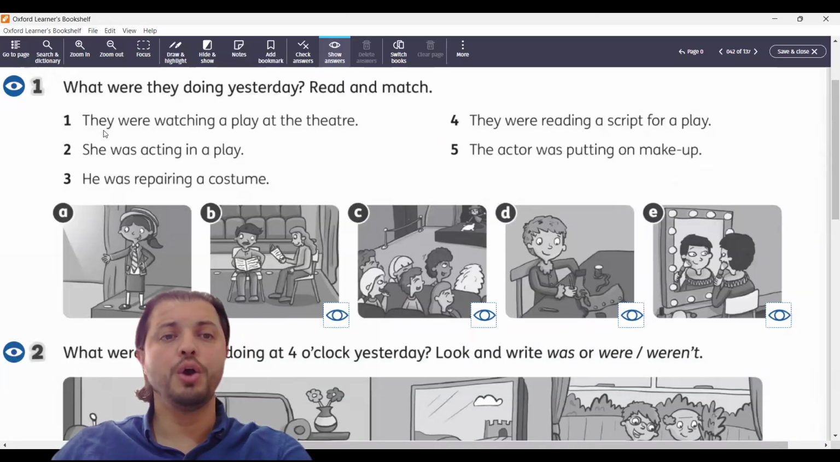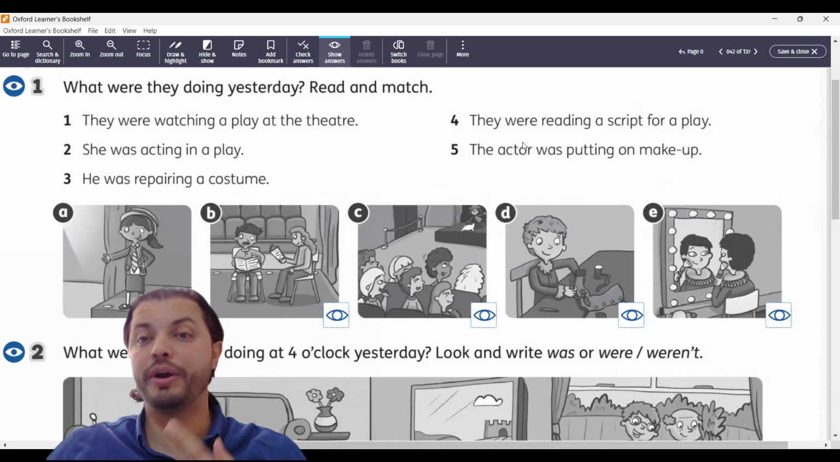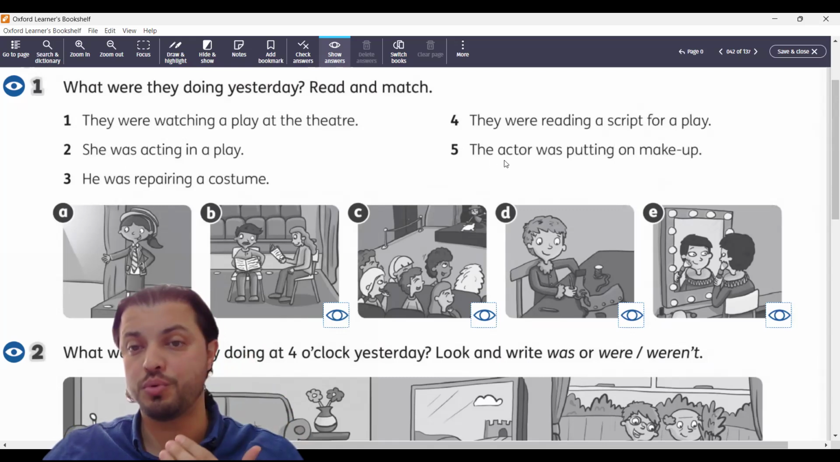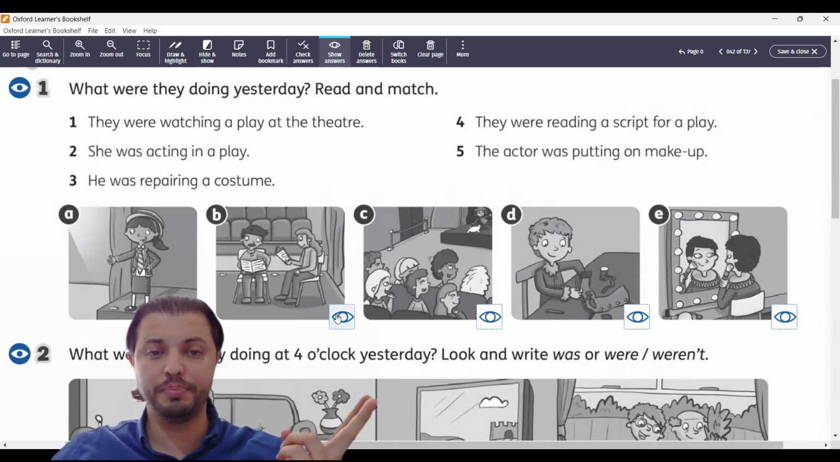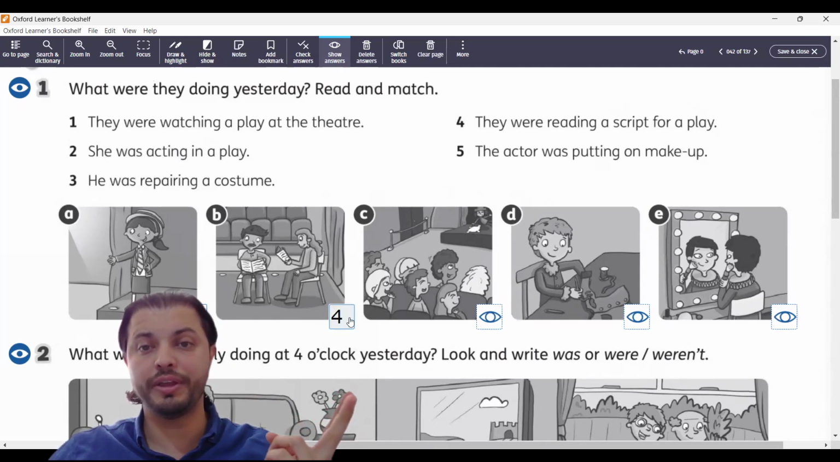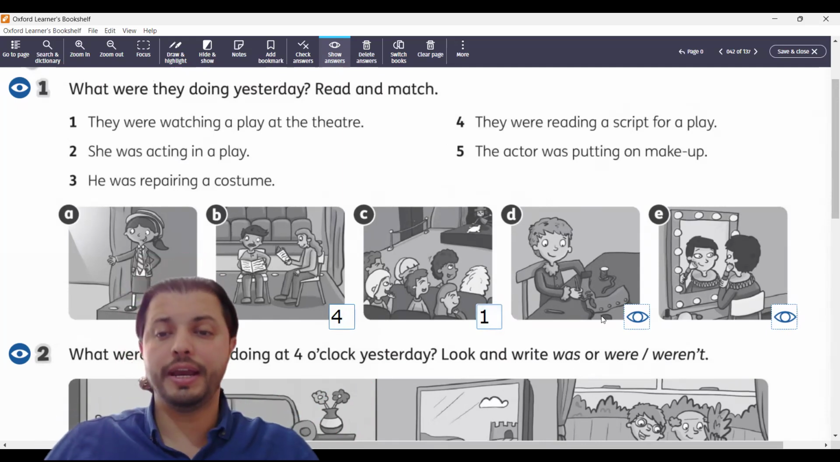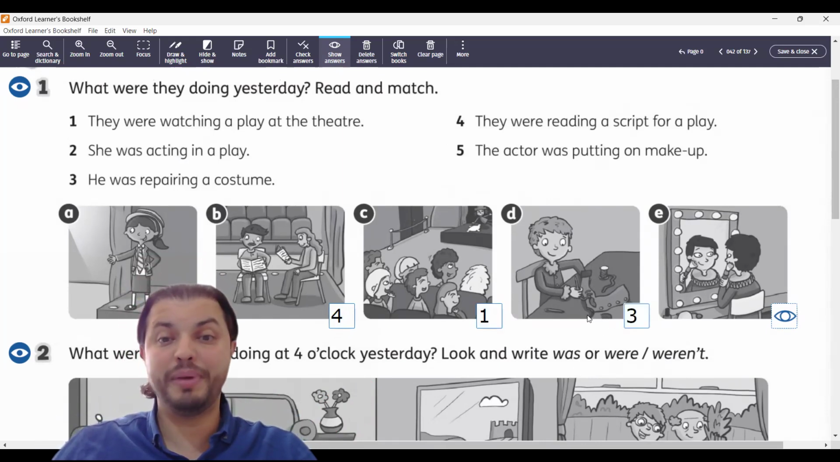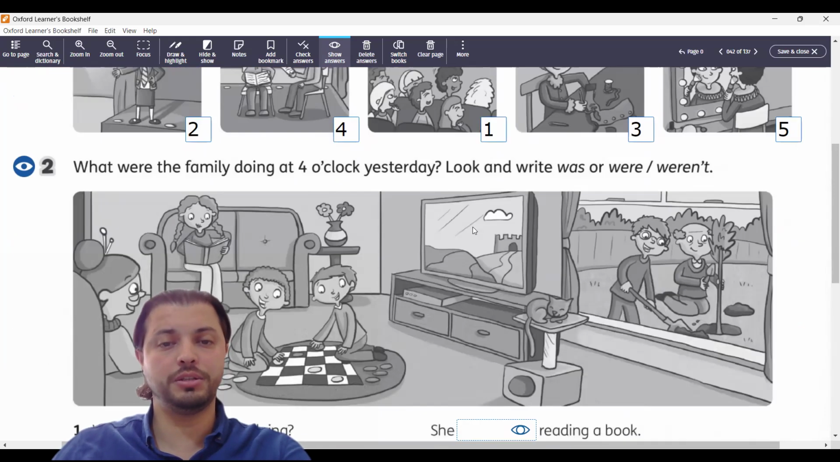So let's see. They were watching a play in the theater. She was acting in the play. She was repairing a costume. They were reading a script for a play. The actor was putting on hair makeup. So let's see. Number one, number two, she was acting in the play. Four, they were reading a script for a play. Here, number one, they were watching a play in the theater. And here, three, she was repairing a costume. And the last thing, she was putting on makeup. That's good. Or the actor was putting on makeup. That's great, guys.